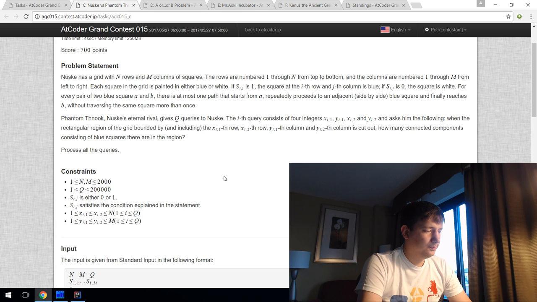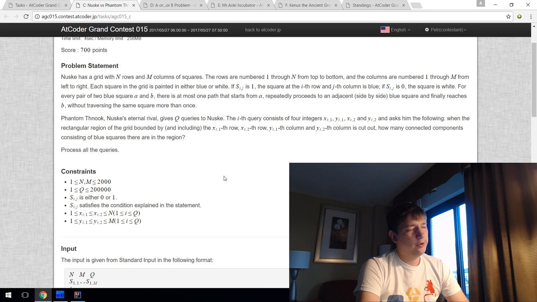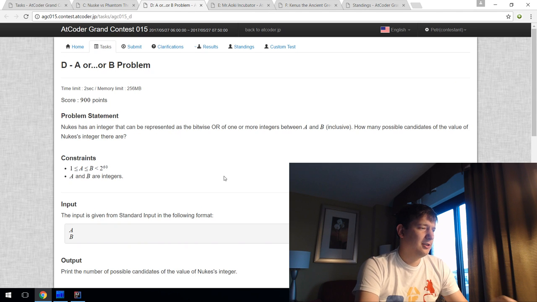Okay, so we can probably afford time proportional to the boundary of the rectangle, which will be 200,000 times 8,000, so it will be like 2 billion operations in 4 seconds. We can probably squeeze that in, but I guess probably there is a nicer way. Okay, let's read out the problems.